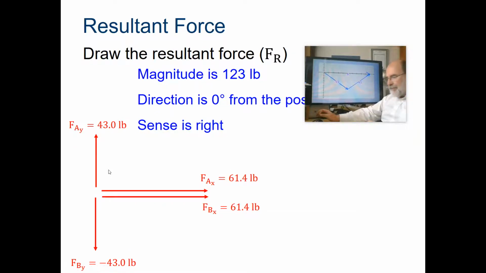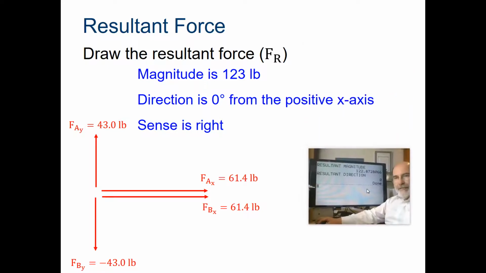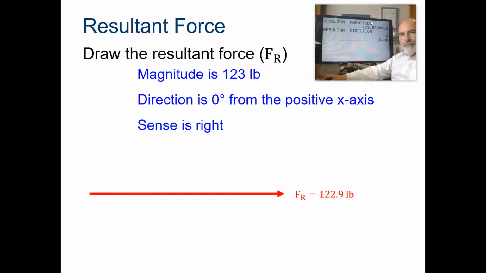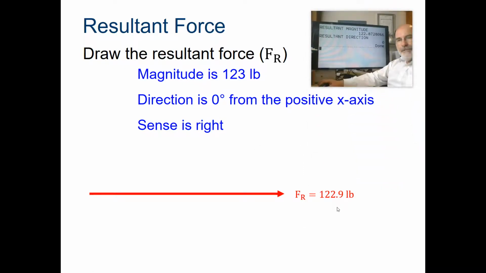And that's good news for you because it means the order in which you add the vectors together isn't going to change what the answer is. And so one thing you should do, just like this calculator program, when you are done figuring out each component, you should draw one final vector that represents the resultant vector. In this case, it has a magnitude of 123 pounds. The direction is 0 degrees, measured from the positive x-axis. The sense is to the right, and you should draw that and say, that is the resultant vector. There it is shown on this PowerPoint. It has a magnitude of 122.9 pounds, and the direction is along the positive x-axis.